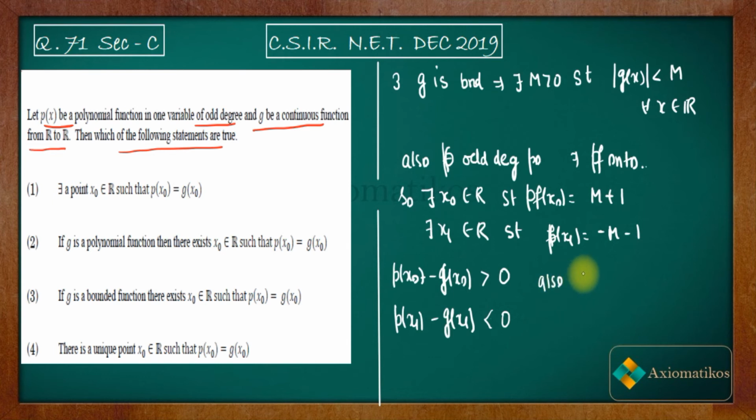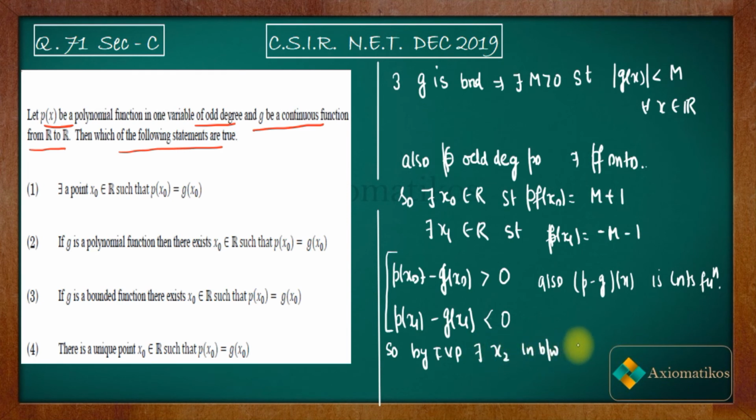Also P(x) minus g(x) is a continuous function because it is the difference of two continuous functions. So we can apply the intermediate value theorem. By the intermediate value theorem, these conditions imply that there will be some x2 in between x0 and x1 such that P(x2) is equal to g(x2). So option 3 is correct.